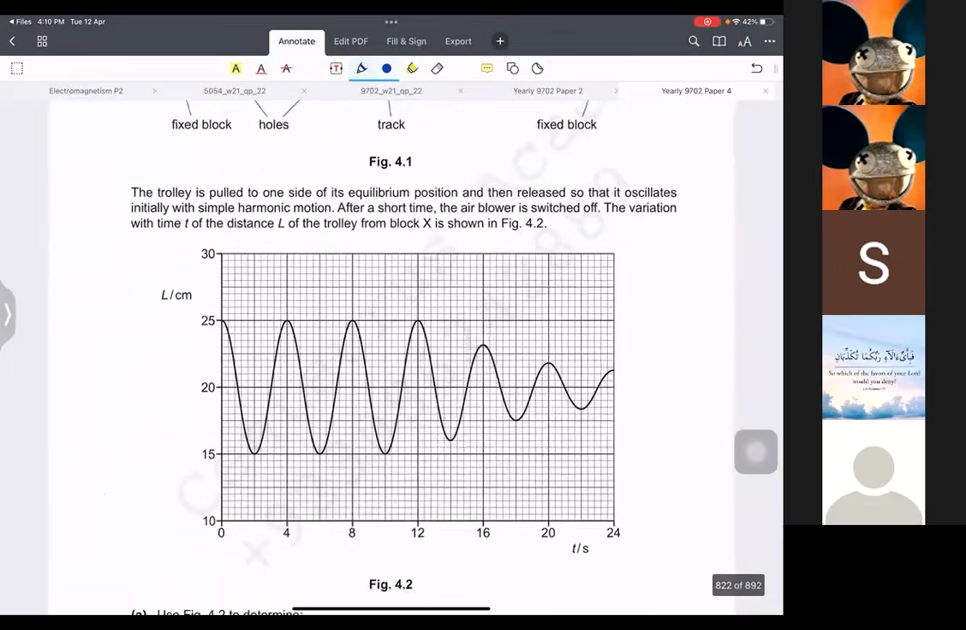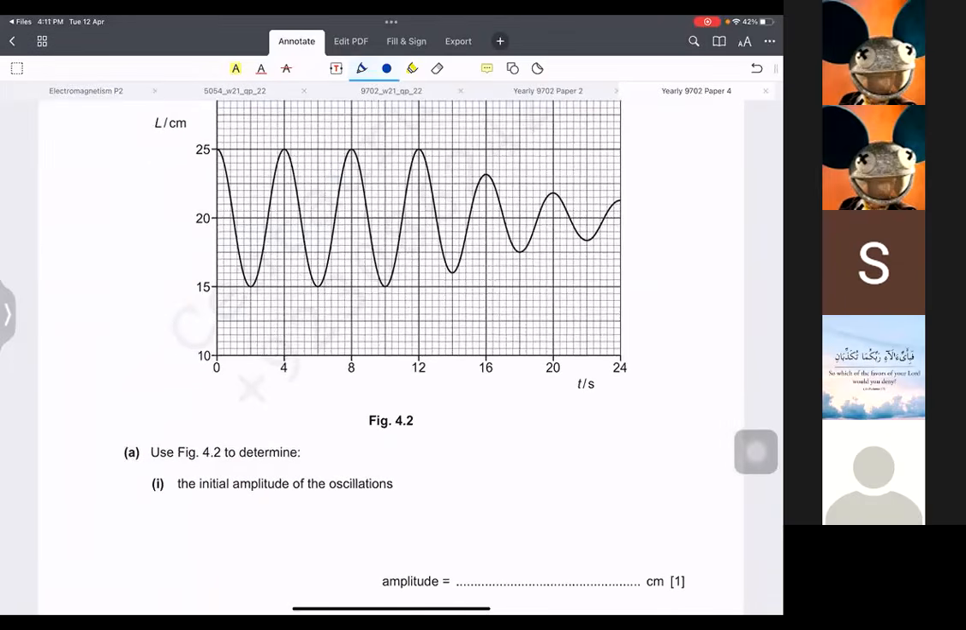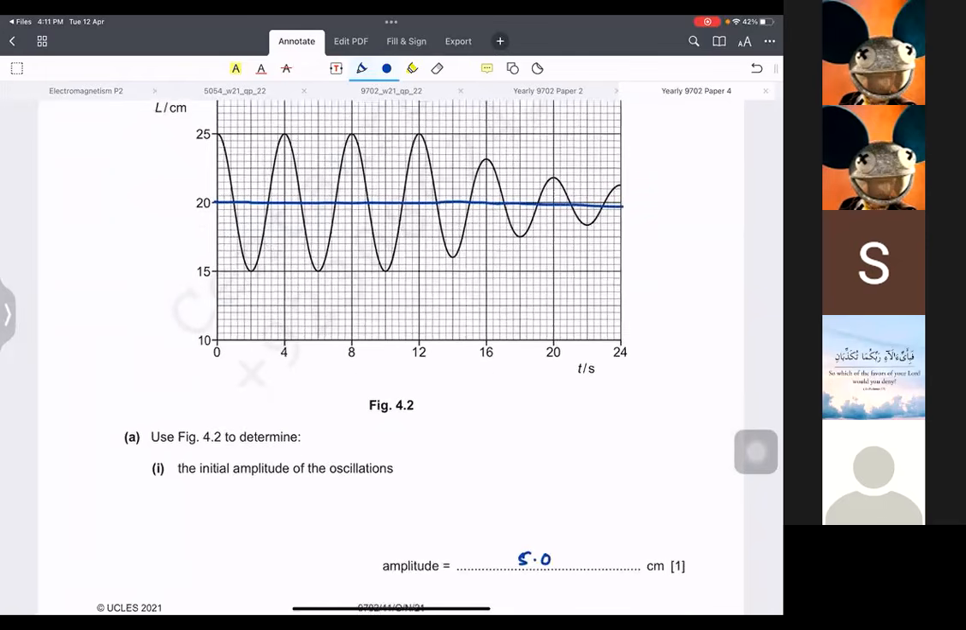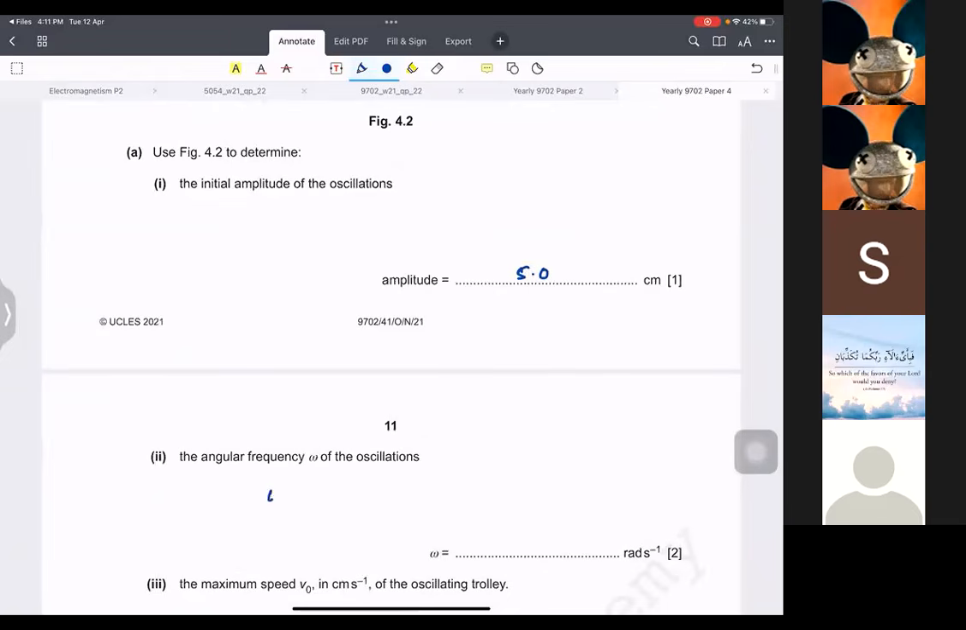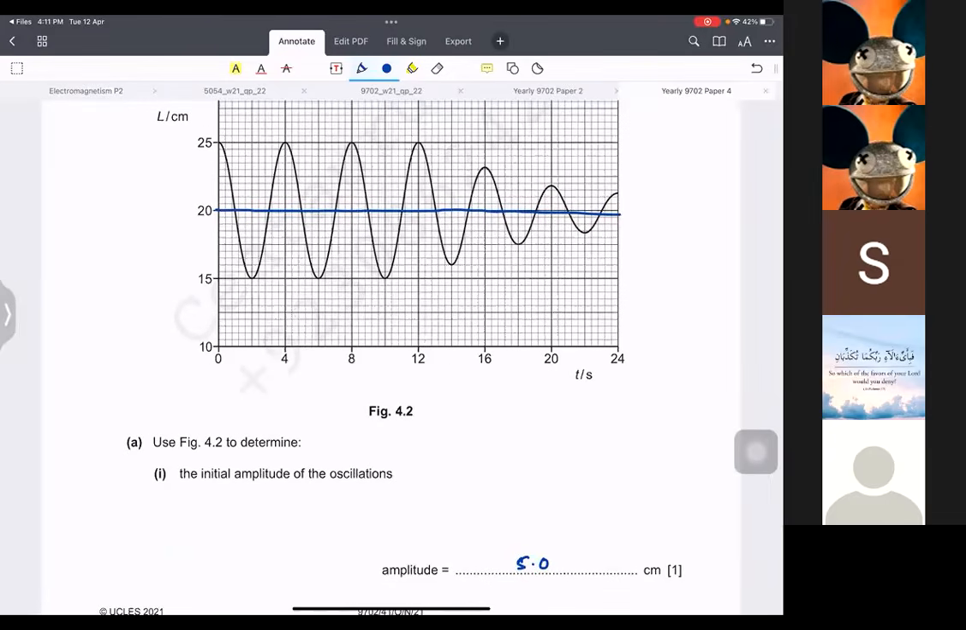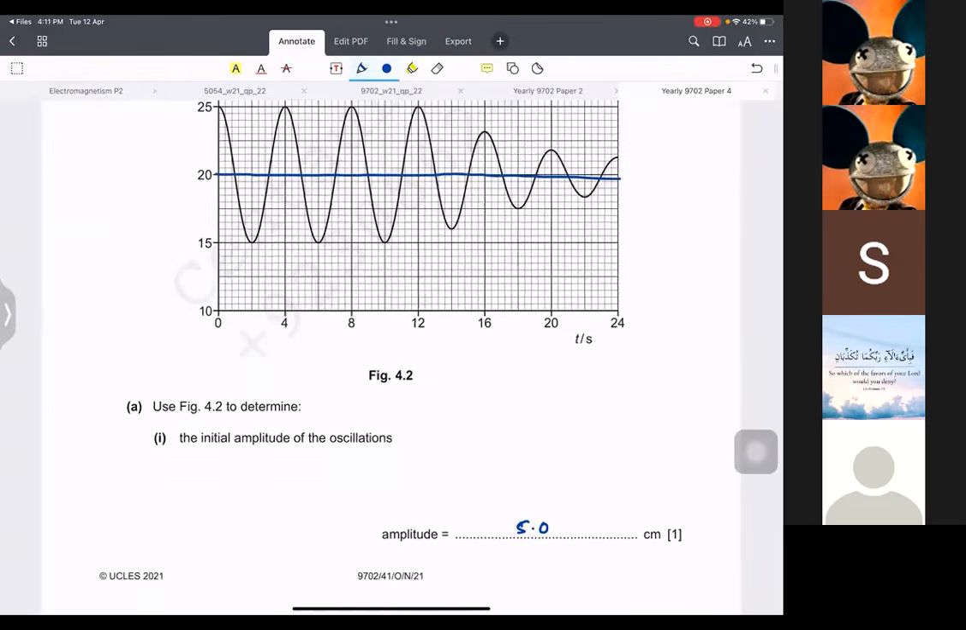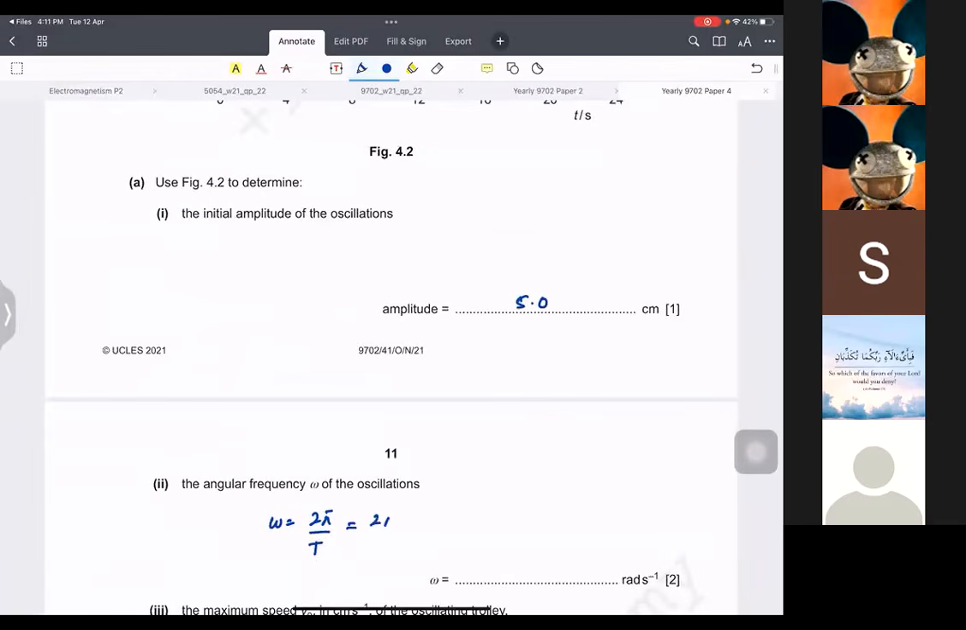So, classic question. Initial amplitude of the oscillation: you just need to make a line because they haven't given you the equilibrium, and the initial amplitude will be 5 centimeter. Then it says angular frequency. So omega is angular frequency. We have the time period, this is 4 seconds. So 2 pi by 4, which is 1.57 radians per second.